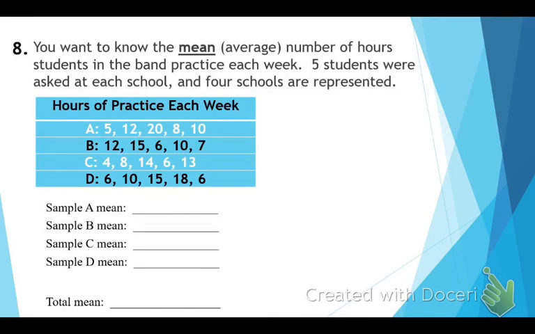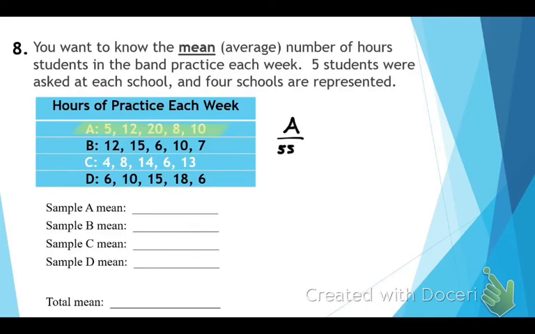Number 8 says you want to know the mean or the average number of hours that students in the band practice each week. 5 students were asked at each school, and 4 schools are represented. So at the very first school, A, you can see here, that's the number of hours that they practiced each week. In order to find the mean, what do you think I need to do to those numbers? I need to add them all up.